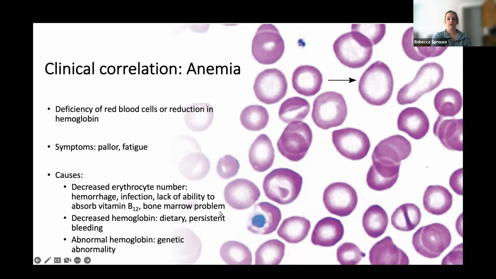Or maybe there's a problem in our bone marrow. Maybe our bone marrow is simply not able to produce enough red blood cells for whatever reason, maybe like a cancer or something like that.